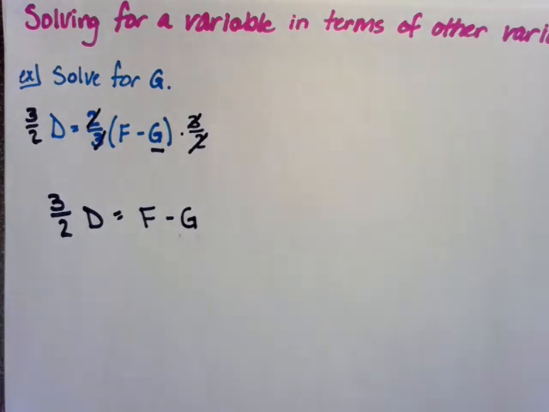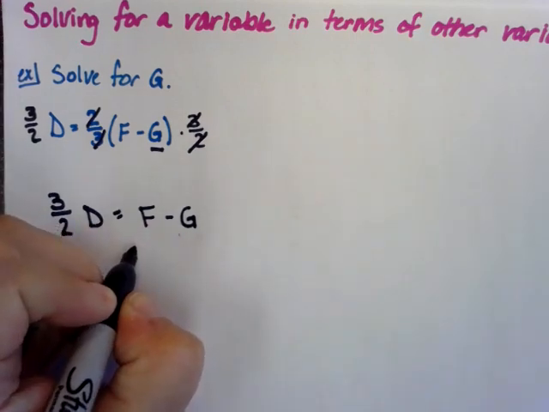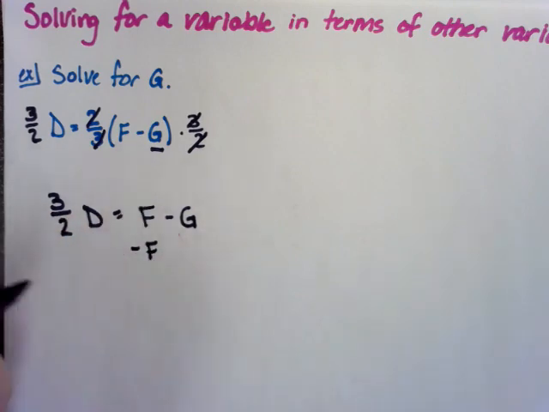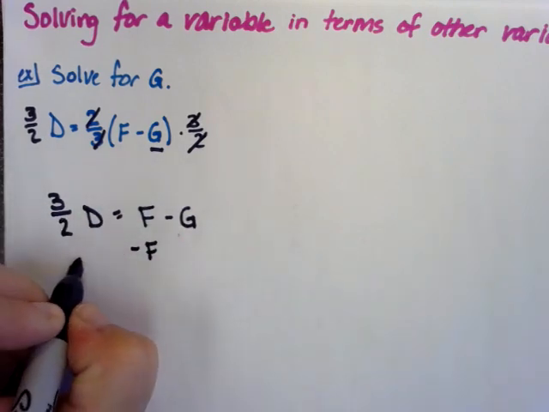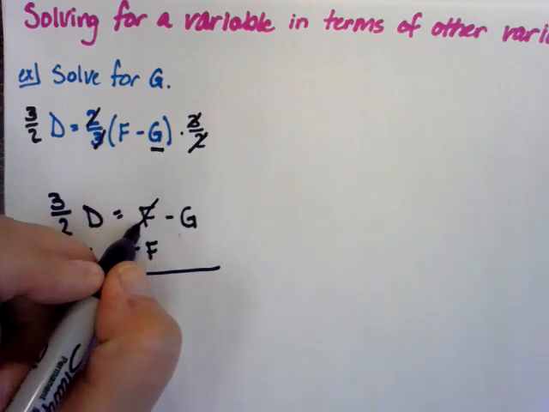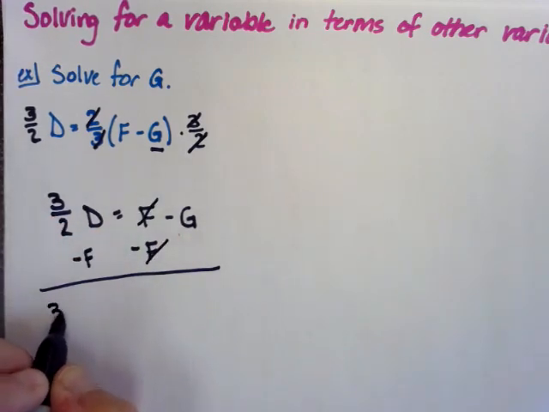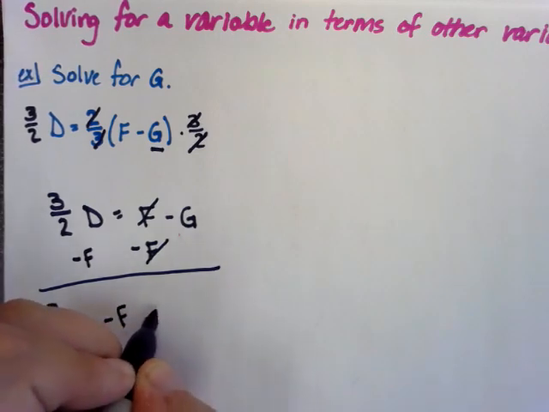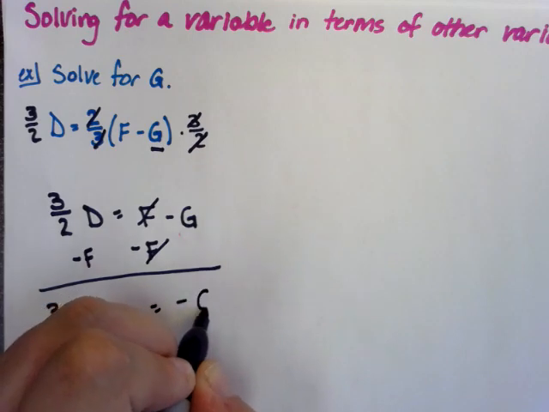Okay, so I'm trying to get g by itself. Ideally, we're going to just move everything away from it. So I'm going to get rid of the f, and f is currently positive, so if I subtract it, now keep in mind, these aren't like terms. This will cancel with this, so I have 3/2 d minus f equals negative g.